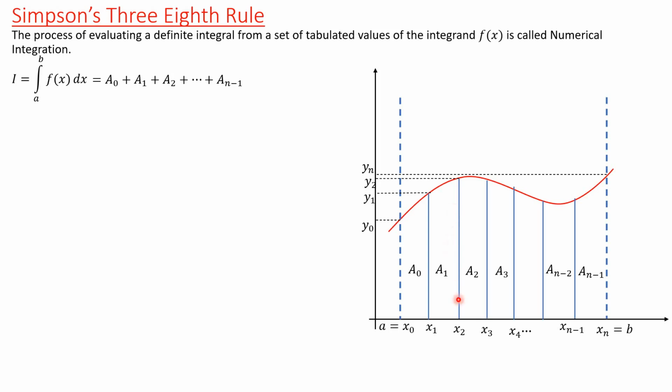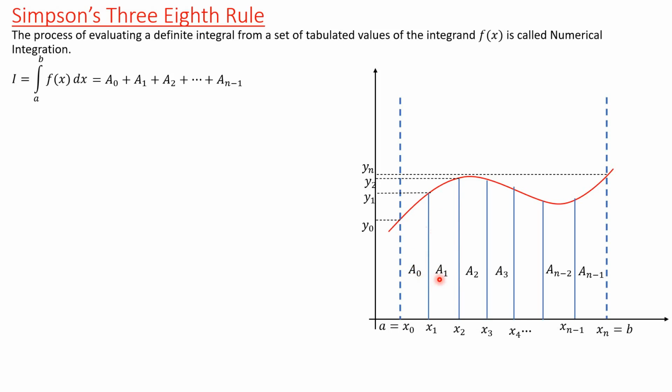So we considered single strips only. For Simpson's 1/3 rule, we combine the first two strips, so A0 plus A1. So we combinedly found the area of A0 and A1.